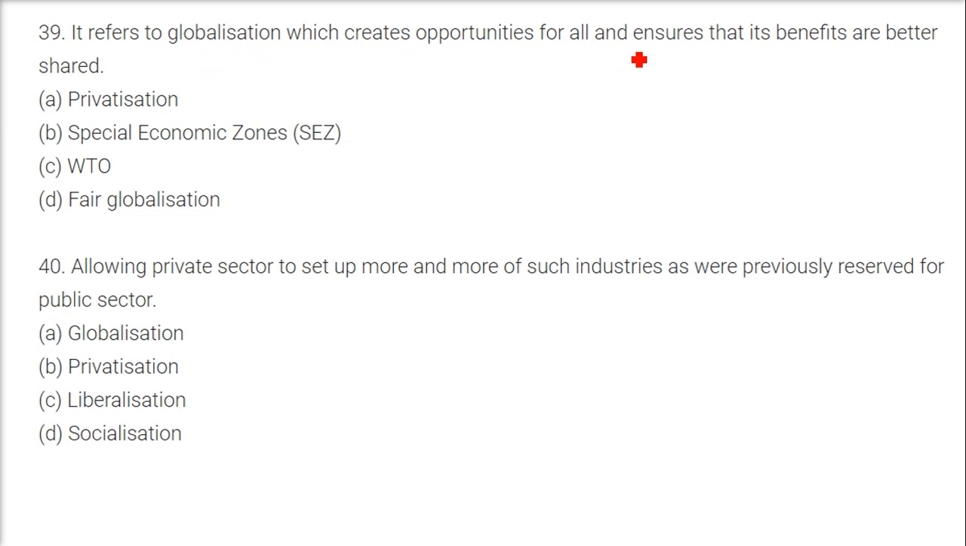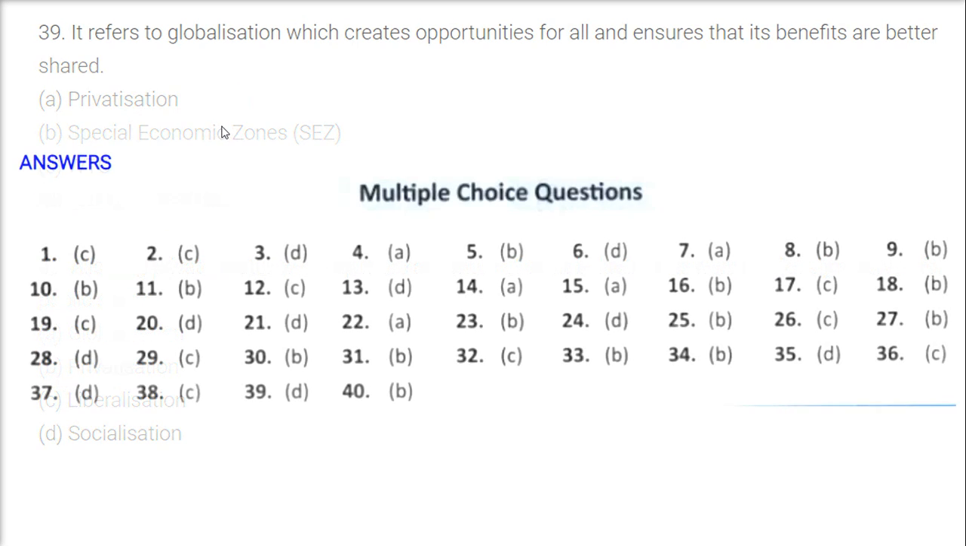It refers to the globalization which creates opportunities for all and ensures that its benefits are better shared, and it is called fair globalization. Allowing the private sector to set up more and more of such industries as were previously reserved for the public sector, and it is privatization.